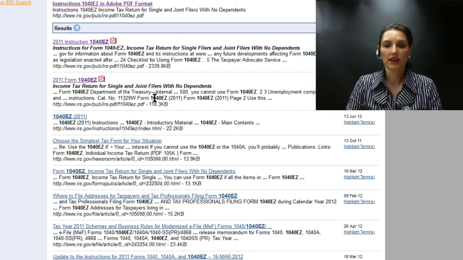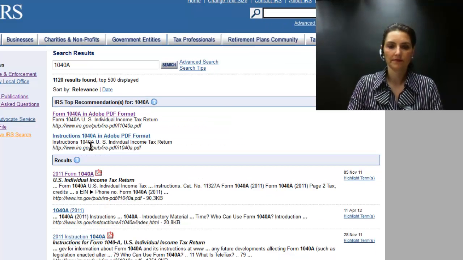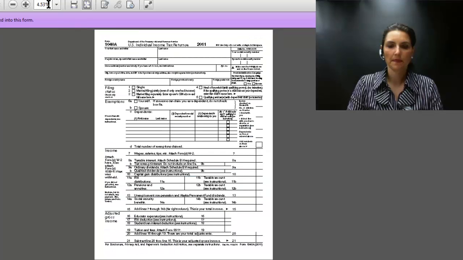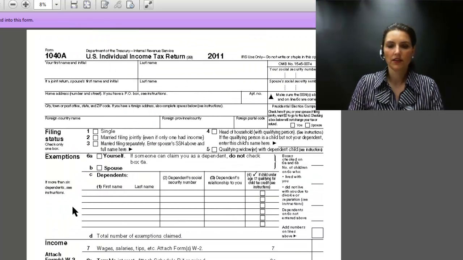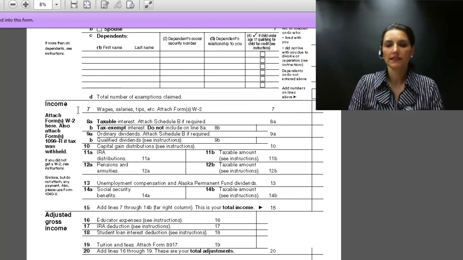Let me open up 1040-A for you real quick. Here is Form 1040-A. We have space for more types of income on this form. Line 7, wages, salaries, tips. Line 8, taxable and non-taxable interest. Line 9, ordinary dividends and qualified dividends. Line 10, capital gains distributions. Line 11, IRA distributions. Line 12, pension and annuity distributions. Line 13, unemployment and Alaska Permanent Fund dividends. And line 14, Social Security benefits.